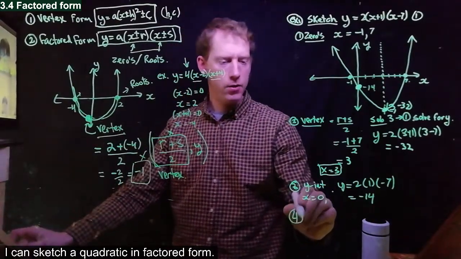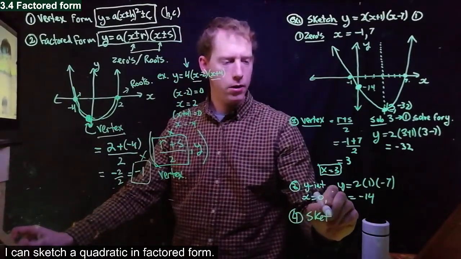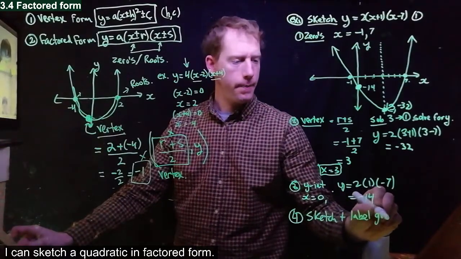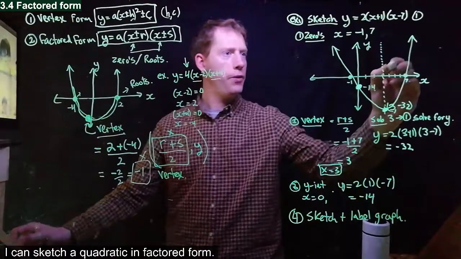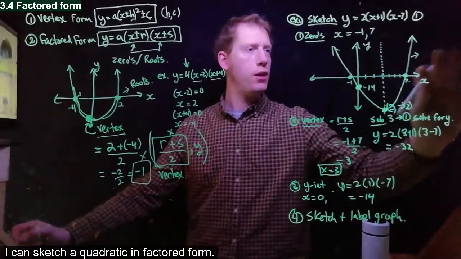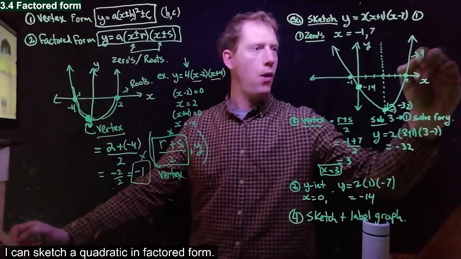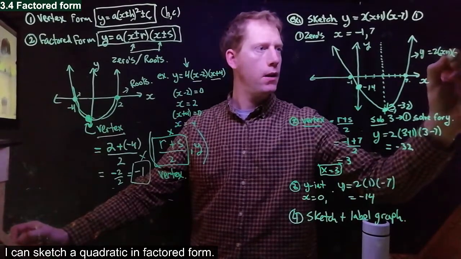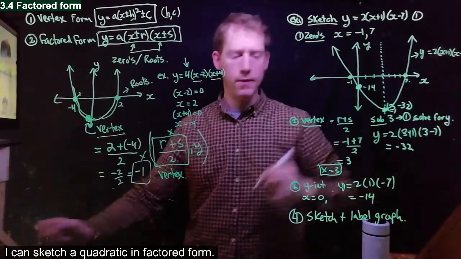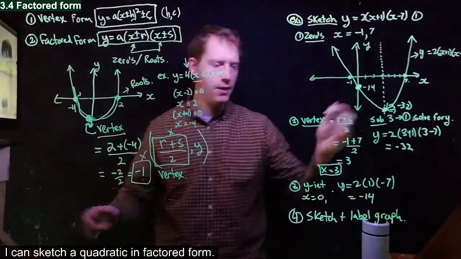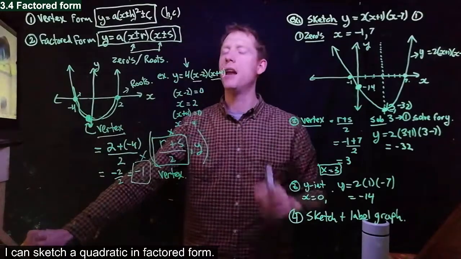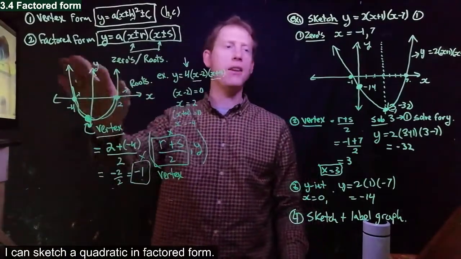The last thing that you do is sketch plus label the graph. So we can label this graph. Therefore this graph is y is equal to 2 times (x plus 1) times (x minus 7). Oh, you can't really see that, but I've labeled that. So that's how we can graph factored form.